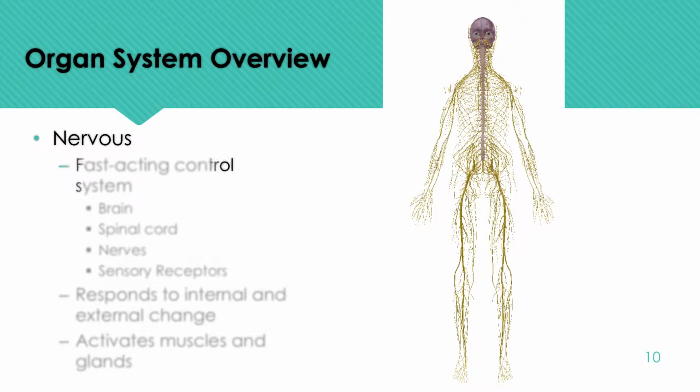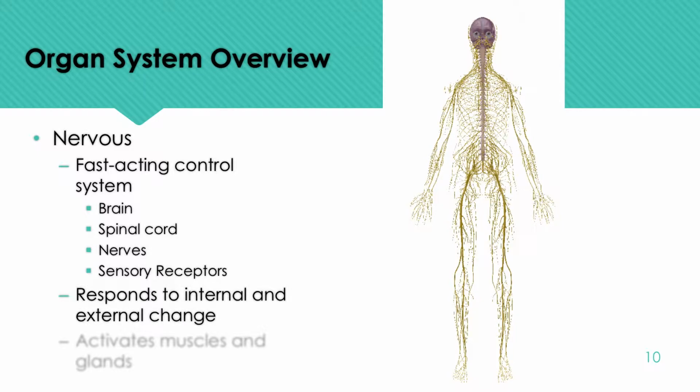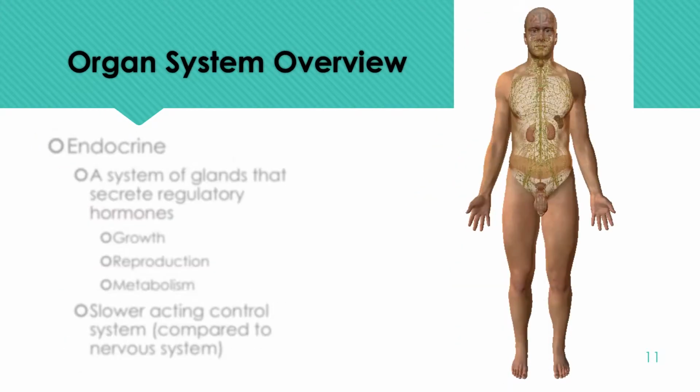The nervous system is really fast acting. We're working in nanoseconds here. This includes the brain, the spinal cord, nerves, and sensory receptors, and the major function is to respond to both internal and external changes, as well as activate muscles and glands.